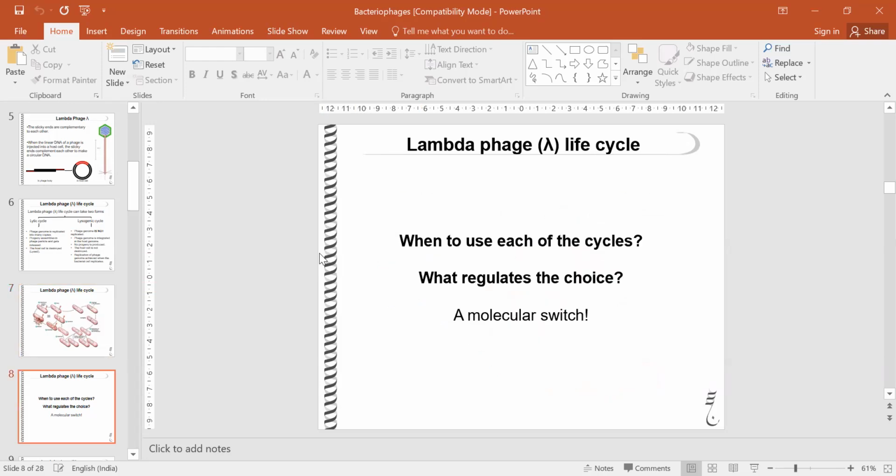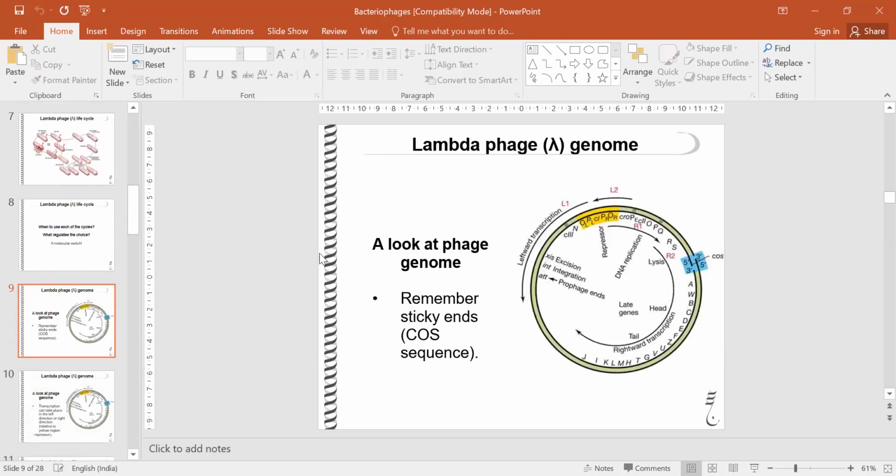So what regulates the choice between each of the cycles? That is called the molecular switch. In which condition is the phage going to take the lysogenic or the lytic cycle? It has a molecular mechanism inside. You will see here the circular genome of the bacteriophage, and it has two orientations of transcription: one is the left orientation, another is the right orientation.